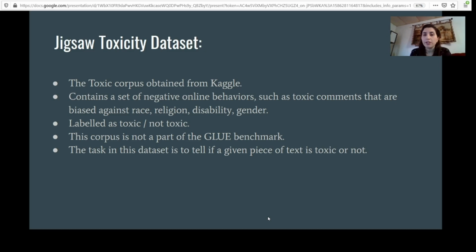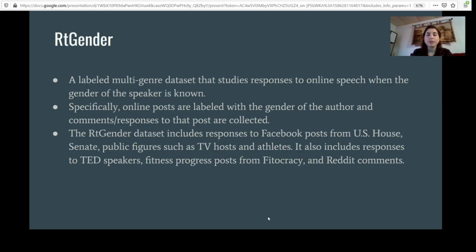It's not in the GLUE benchmark, and this task basically says whether a comment is toxic or not. RT gender, on the other hand, is labeled based on F and M, which means female and male, and specifically it's the gender of the author of the comment on that online post.